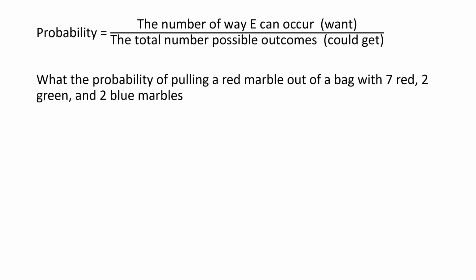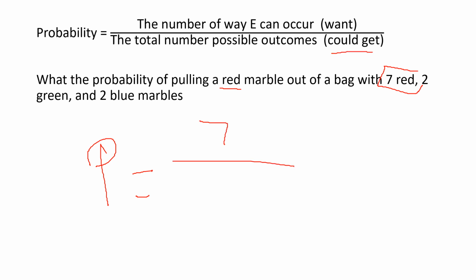So probability equals what we want. The number of ways E can occur, what that means is what we want. Well, we want a red marble. There are 7 red marbles, so 7 goes on top. The bottom is what we could get. Well, the bag has a total of 7 plus 2 plus 2. So that's 11.